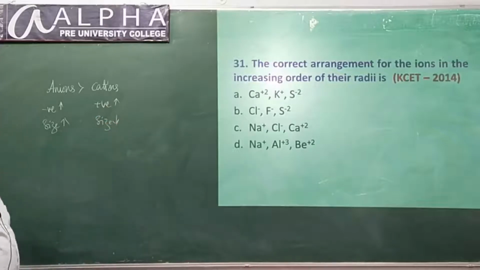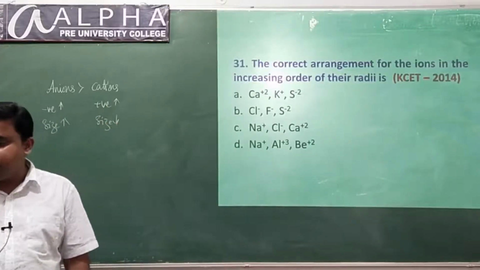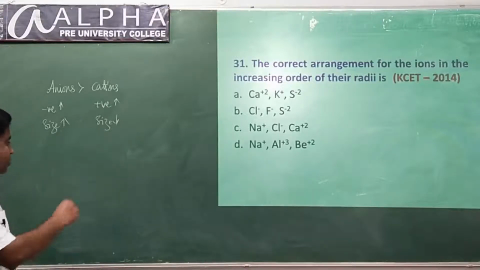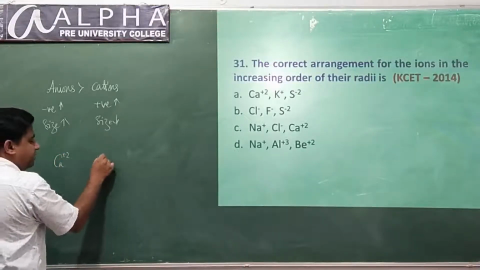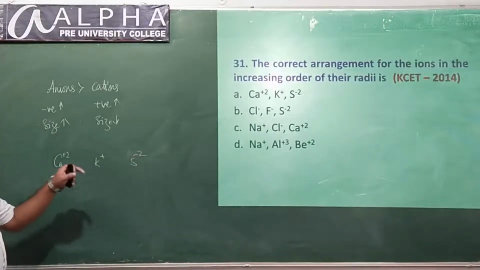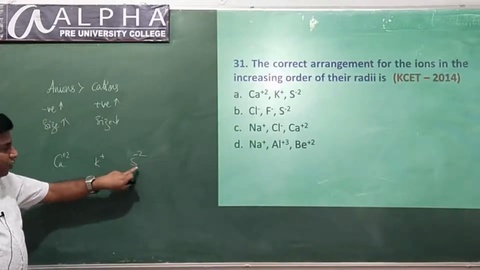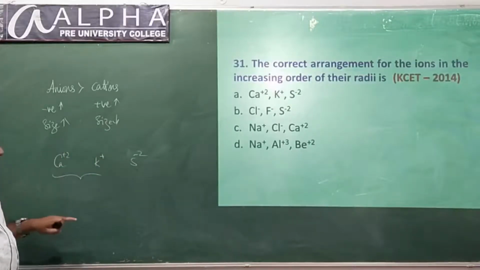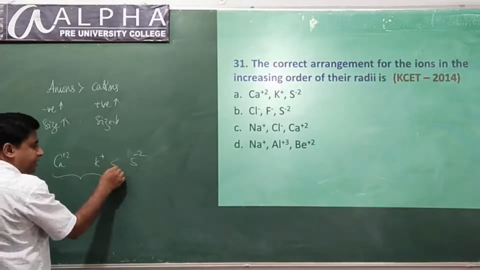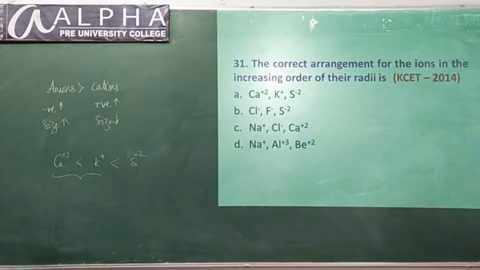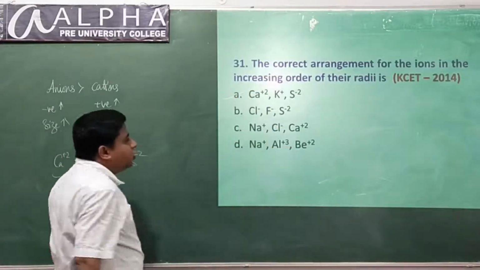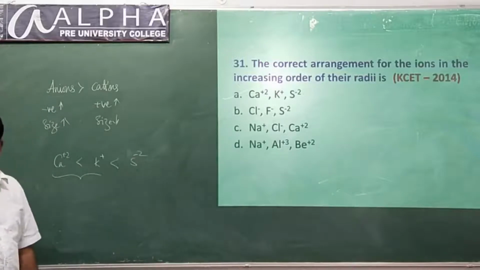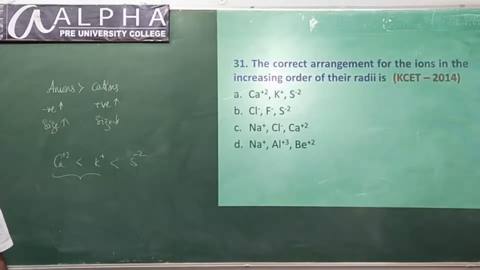Please do remember. Going on to the first option, we have Ca2 plus, K plus, S2 minus. Anions are bigger than cations, and higher the positive charge, smaller is the size. Therefore, obviously, sulfide is bigger than K plus, which is bigger than Ca2 plus. Is this in the increasing order? Yes, this is in the increasing order of their radii. Then option A itself is correct.